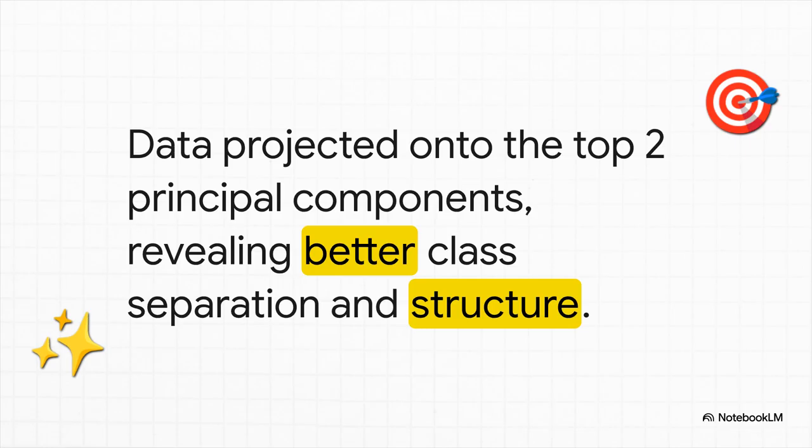But after PCA, oh man, the story completely changes. We project that same data onto its top two principal components, those new axes with the most variance, and bam, the underlying structure just reveals itself. The groups become clearer, the hidden patterns pop right out. It's the exact same data, we're just looking at it from a much smarter perspective.